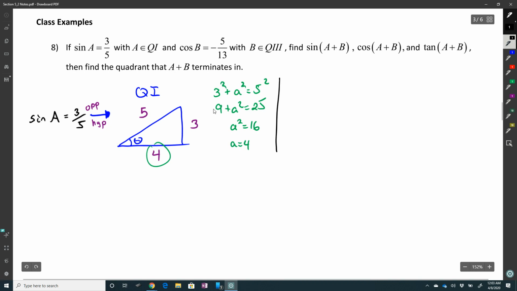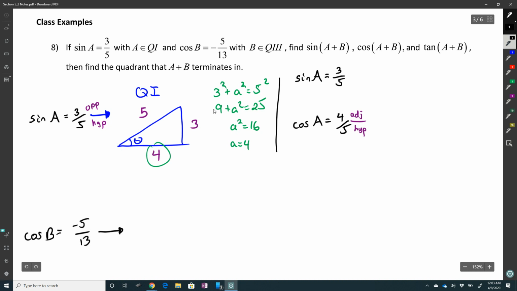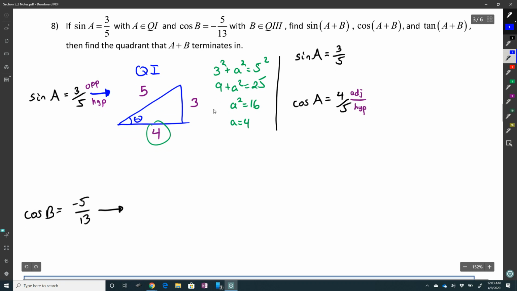Namely, I know that sine of A is 3/5. And I know that cosine of A is equal to 4/5. Remember that this would be the adjacent over hypotenuse. Now we can do the same thing with cosine of B. Cosine of B is negative 5/13. This one, though, is in quadrant 3. And in quadrant 3, the triangle would be in the 3rd quadrant. So it would look like this.